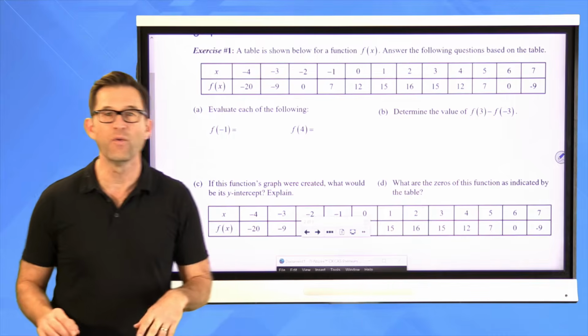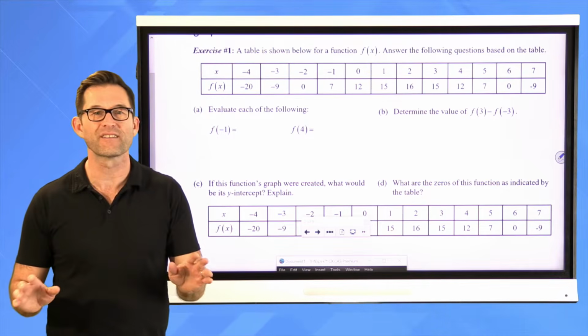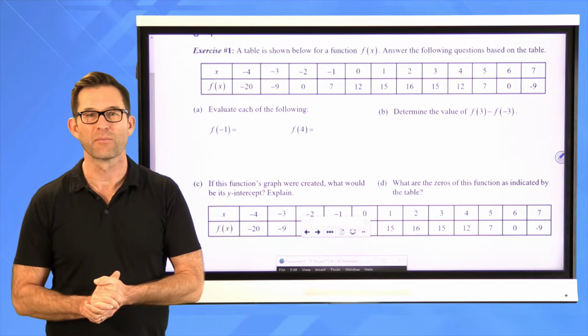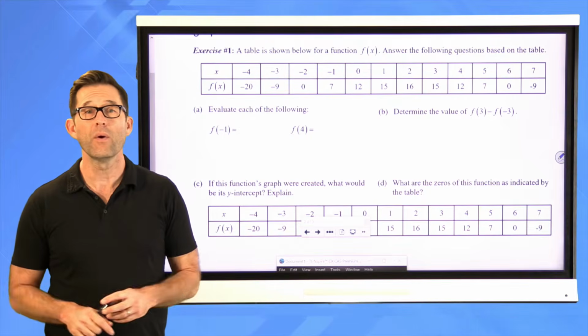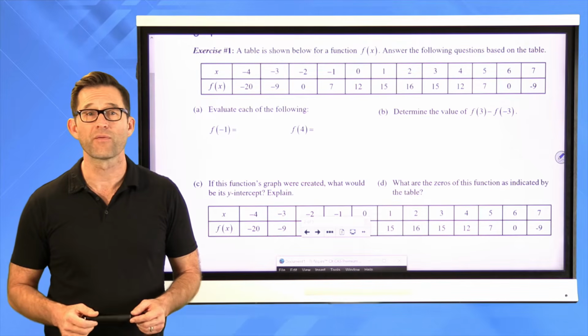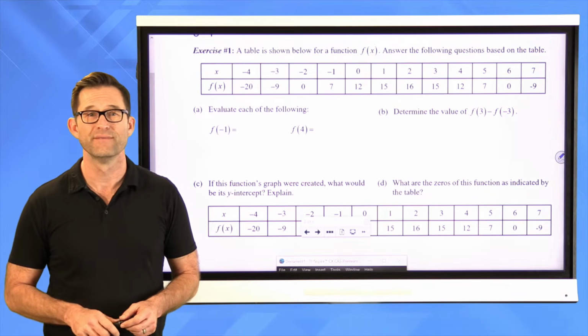It's got no physical scenario, it's just an f of x kind of thing. Let's take a look at exercise number 1. A table is shown below for a function f of x. Answer the following questions based on the table. Letter A just says evaluate each of the following, f of -1 and f of 4. All right, well, why don't you go ahead and do that? That should be very, very quick from the table, and then we'll go through the answers.